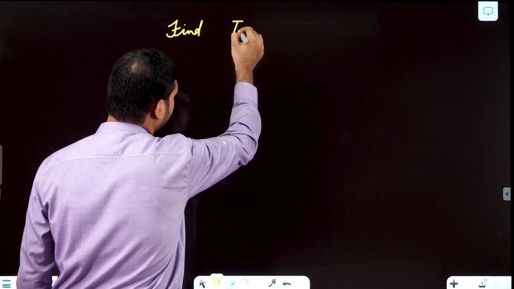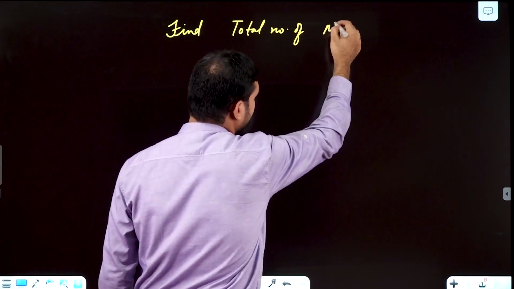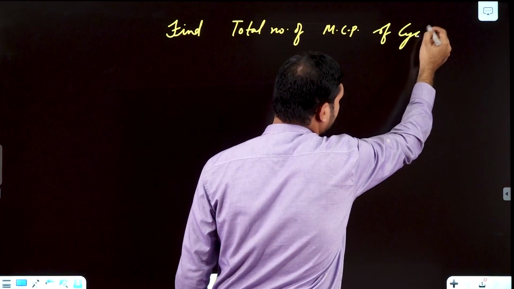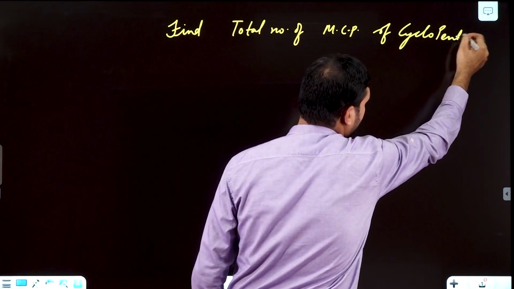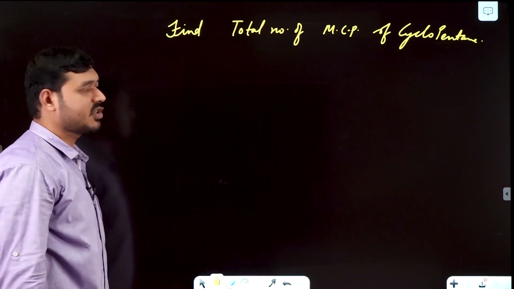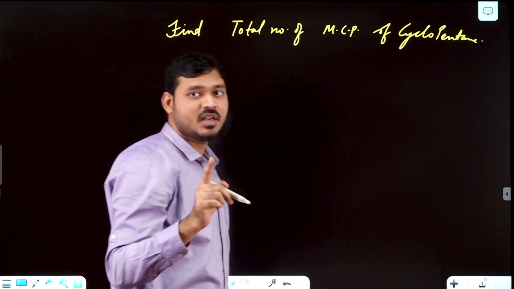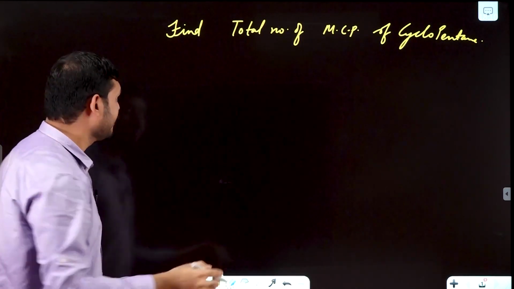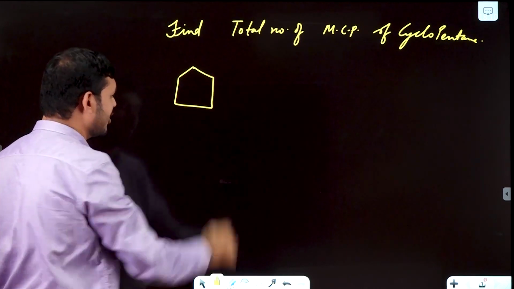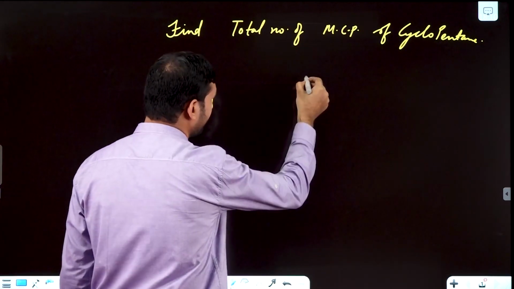Find total number of monochloro products of cyclopentane. Find total number of monochloro products of cyclopentane. Here when you say total number of monochloro products, you mean including stereoisomers. Okay, so this is cyclopentane. Okay, now let's solve.